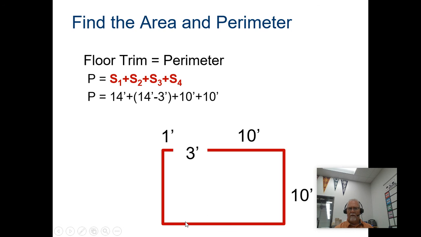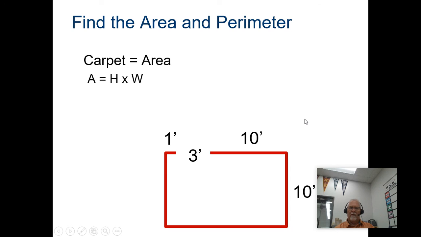Okay? 14 feet minus 3, because of the door opening, there is no floor, no wall there. So it's 14 plus 14 minus 3 plus 10 plus 10. Add those all together, we have 45 feet of trim. If we had the door in there, we'd actually have 48 feet of trim. But in this case, because we don't need floor trim right there, we can subtract the 3 feet from it.